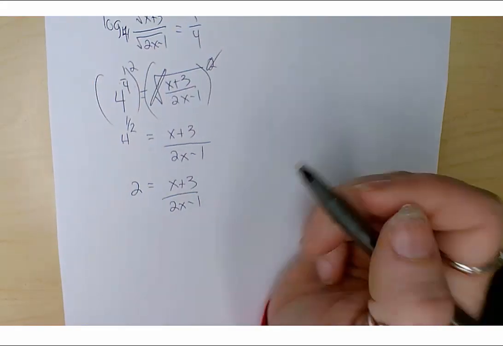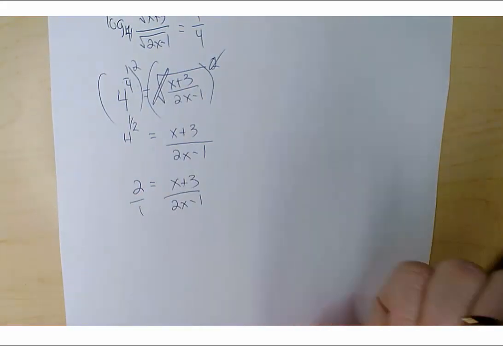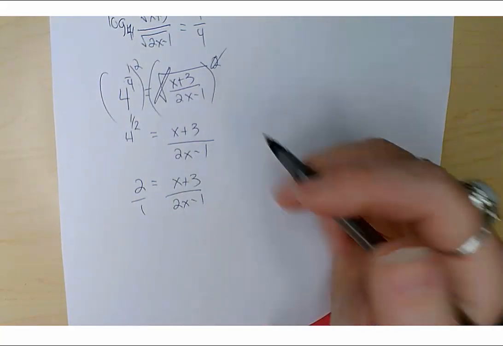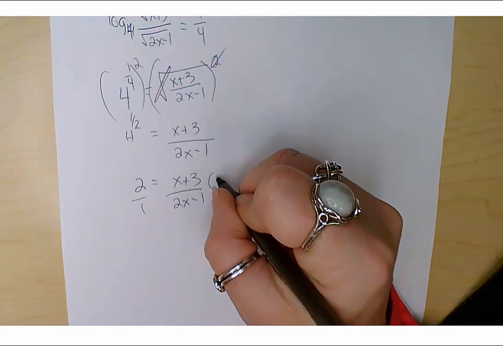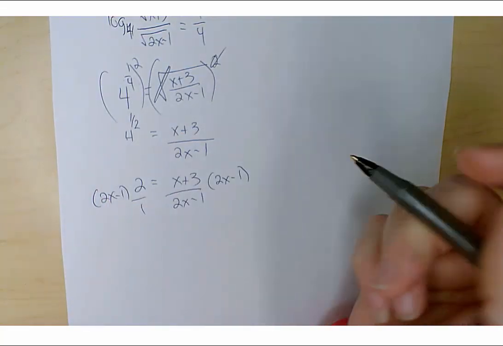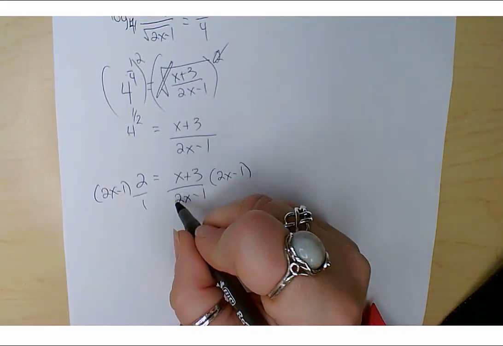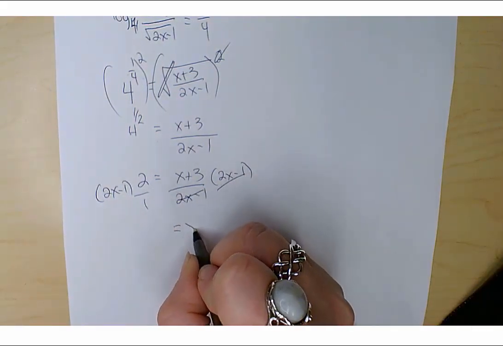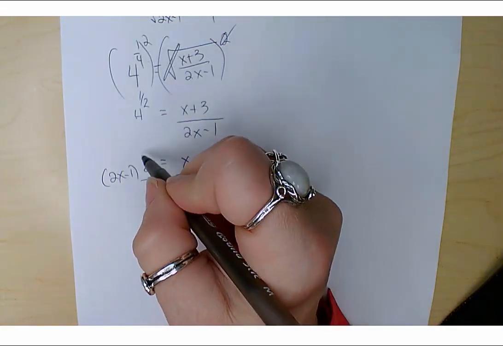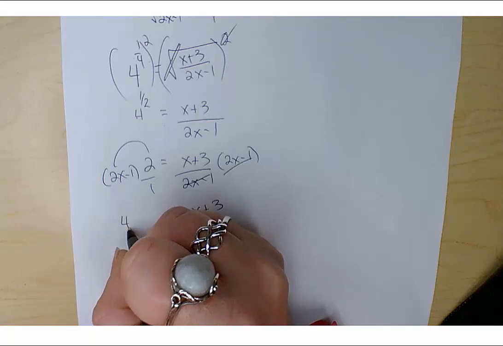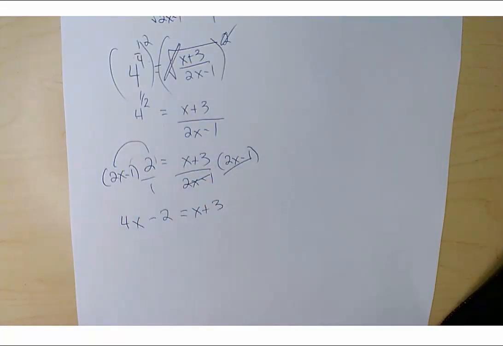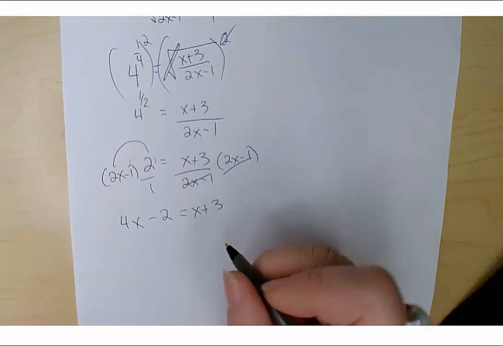There are multiple ways that you can solve this equation here. You can cross multiply, which is essentially what we're going to do here. On the right-hand side, this is a division. To undo any division, we are going to multiply. So we're going to multiply by the denominator. So this and this cancel, leaving us with x plus 3. And on the left-hand side, go ahead and multiply that out. 2 times 2x is 4x. And 2 times minus 1 gives us a minus 2.